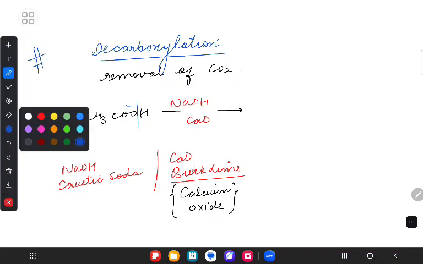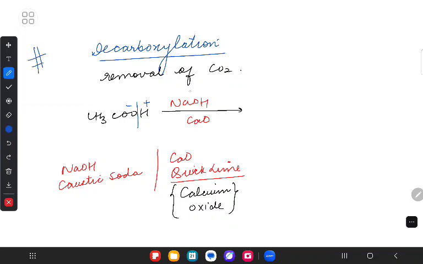Got the point? So you break this down. You have negative going with positive and positive going with negative. So what does that mean? So it is going to be CH3COONa, and we're going to have water.